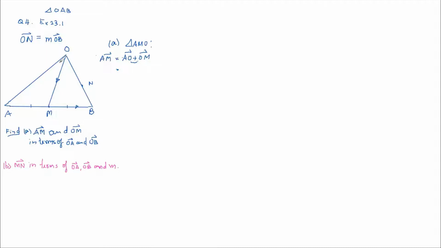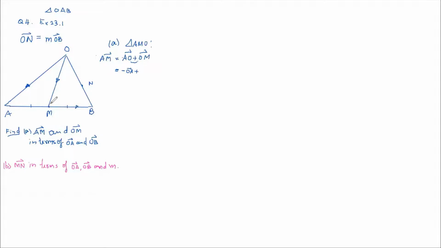We have the direction OA from the triangle OAB, but here we have AO, which goes the opposite way. So AO becomes negative OA. AM equals negative OA plus OM.